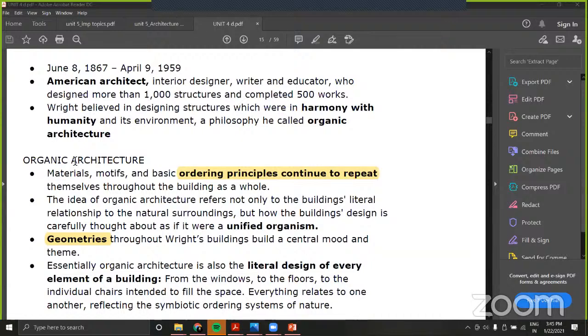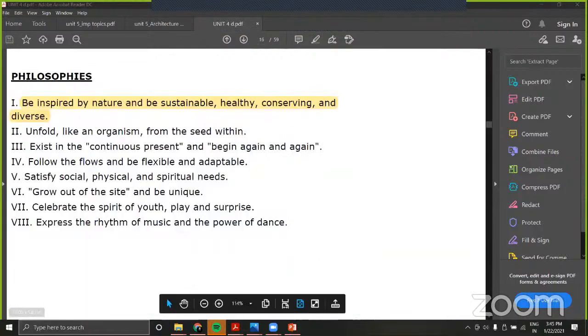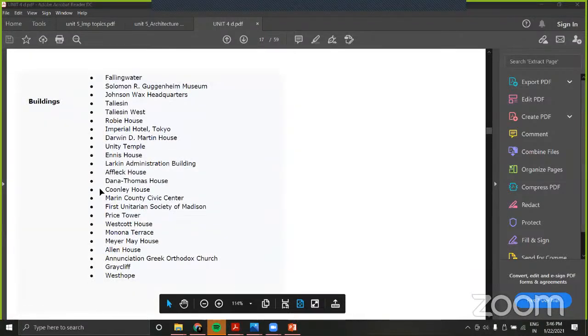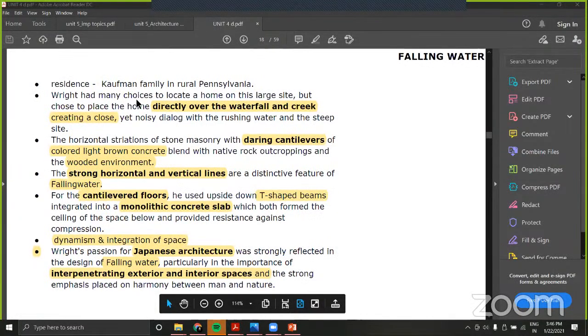So with organic architecture, he used it as the ordering principle, which continues to represent itself in the building as a whole. Organic architecture refers not only to the building's relationship to the natural surroundings, but also to how the building design is carefully thought out as a unified organism. So these are all his philosophies, which were carried out throughout the years. You can read all these things. We'll move on to the building now.